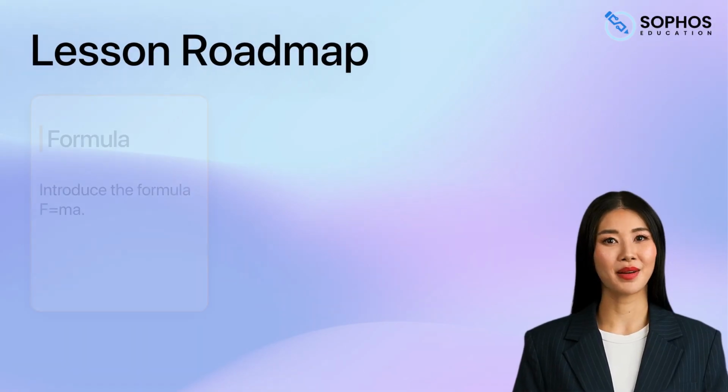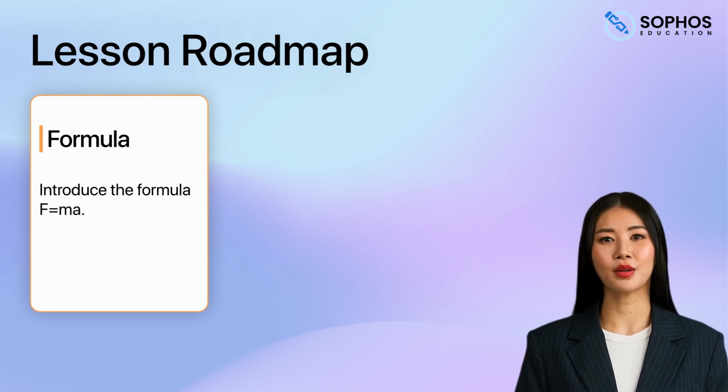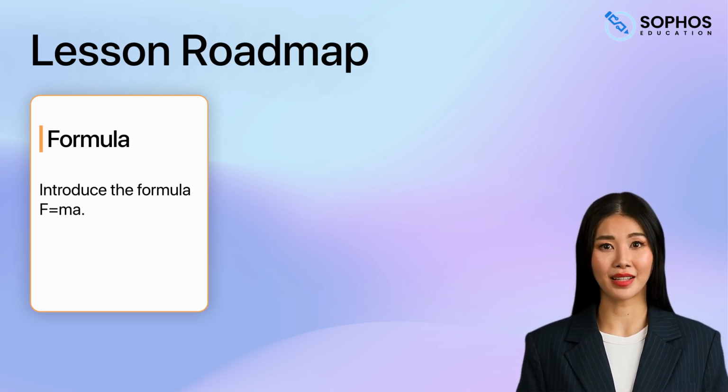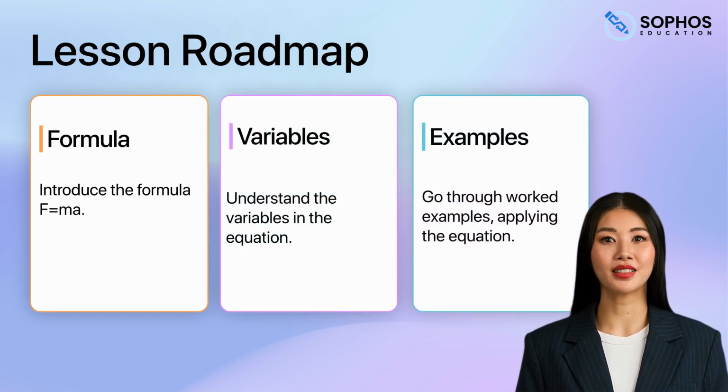In this lesson, we'll begin by looking into the specific formula, F equals ma. We'll see how this matches our intuitive understanding of Newton's second law that we've developed. We'll then take care in defining the variables involved in the equation and their units. Finally, we'll go through worked examples of applying this equation to solidify our understanding.